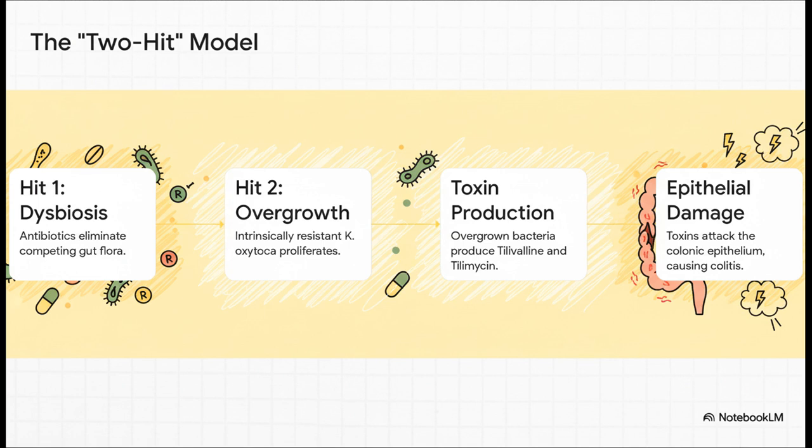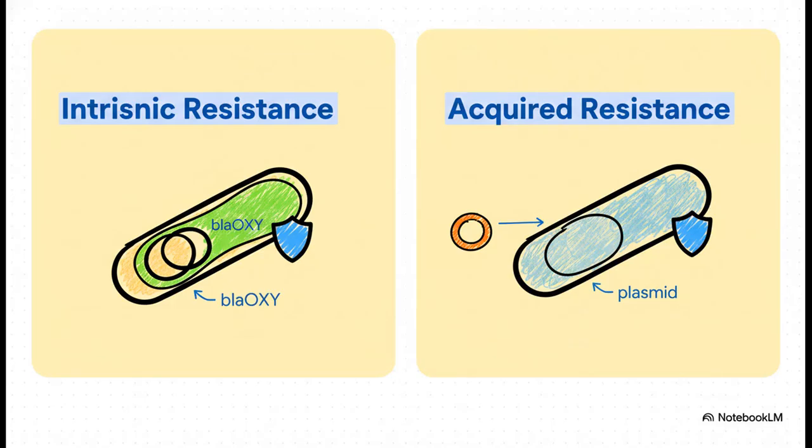And once it's dominant, it starts turning out cytotoxins that directly attack the colon lining, causing that hemorrhagic colitis. We basically turn a harmless commensal into a pathogen with our own intervention. And this slide just perfectly sums up the whole story, doesn't it?